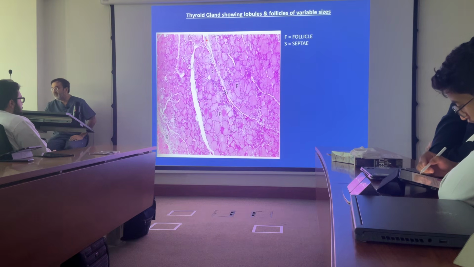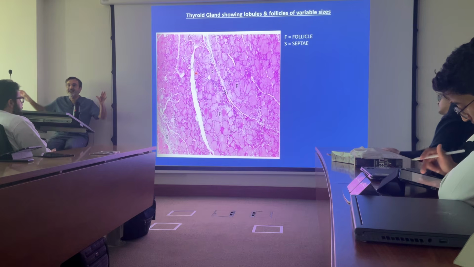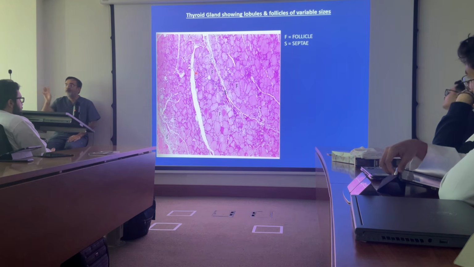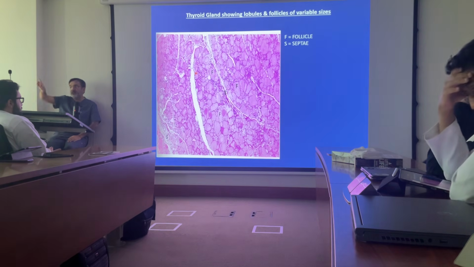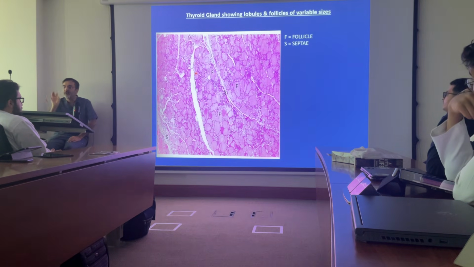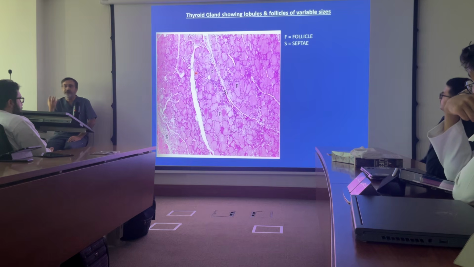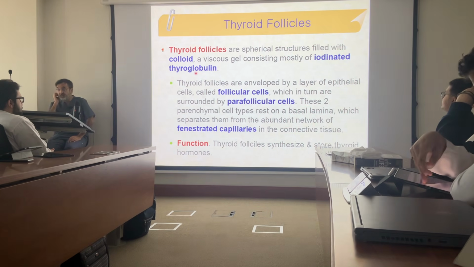So what you are seeing here in this histological section, you have these septas which are going to divide. You have lobes, but within the lobes you would have lobules which are formed by the connective tissue septas coming from the capsule. And within the lobules you would see these thyroid follicles. Thyroid follicles are a single layer of squamous or cuboidal epithelium, and inside these follicles you would see thyroglobulin or the colloid, which is stored, from where the thyroid hormones are being formed.